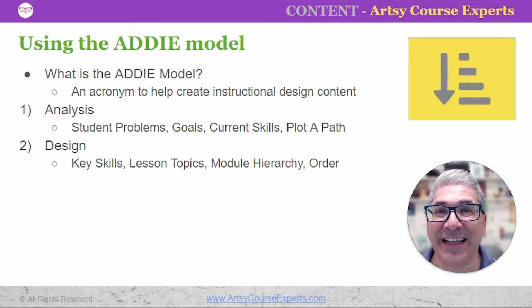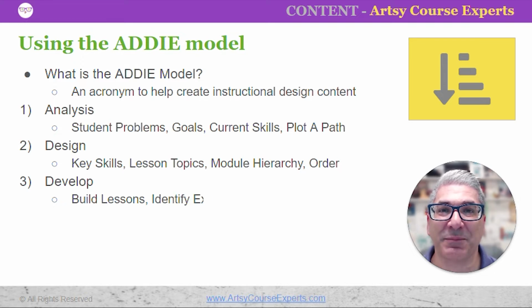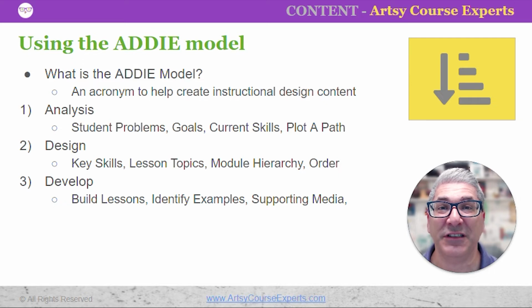The next D in the ADDIE model is to develop your content. So that's where you're actually building the lessons, really figuring out what are the examples that you're going to teach, figuring out all the supporting media that you're going to need, pictures and templates, and maybe it's musical songs or whatever it is that you teach in your creative arts. You're going to get all those supporting media items to use them as examples and even as maybe assignments or quizzes that you're going to build into your course.